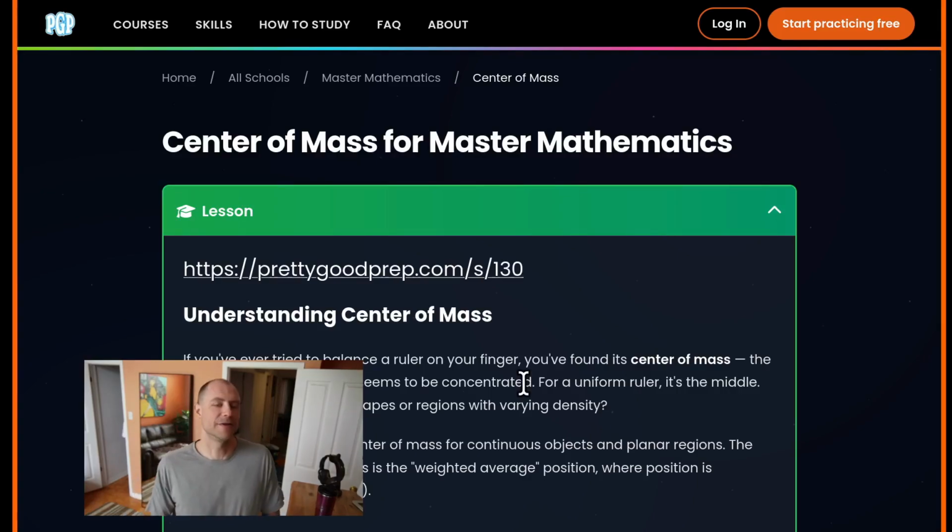All right, let's go over center of mass for integral calculus. So this is calculus 2 usually in most colleges and universities, and you can get there from here. It's also in the description.